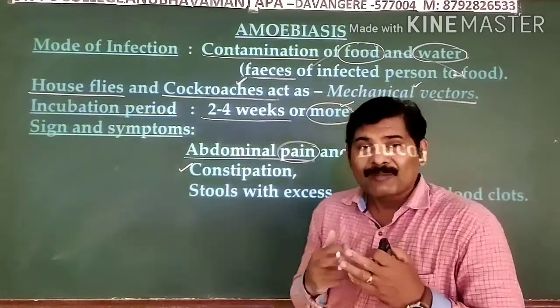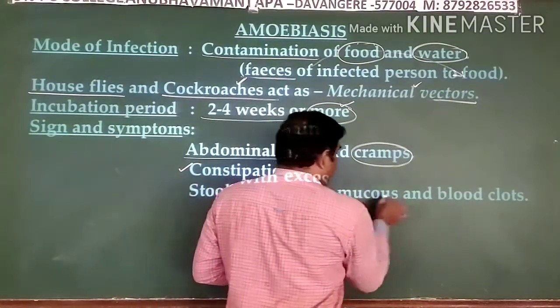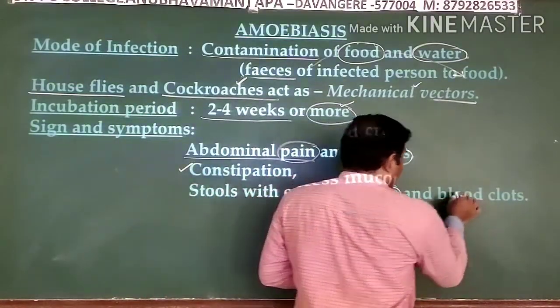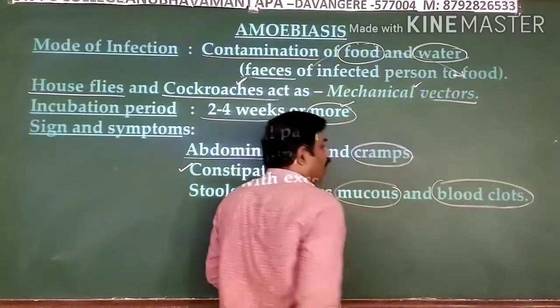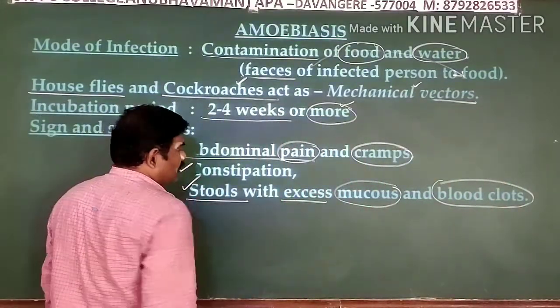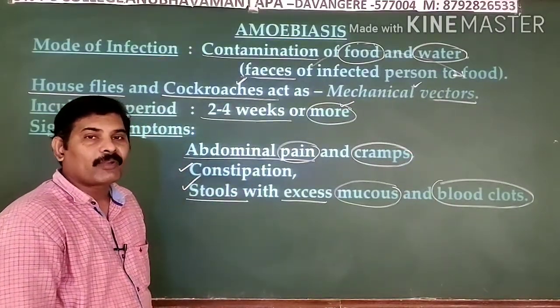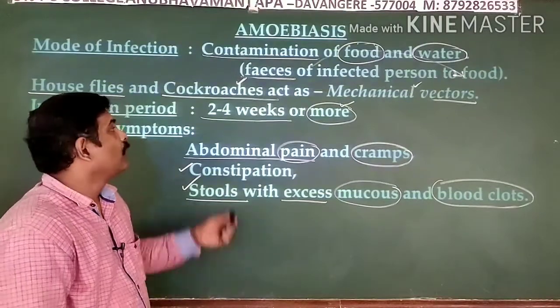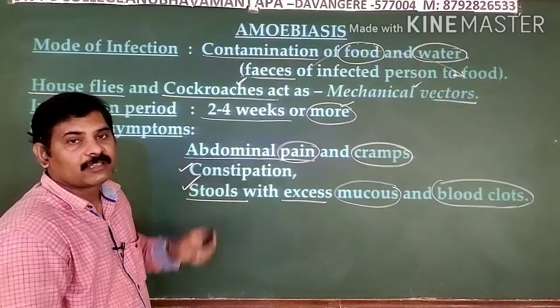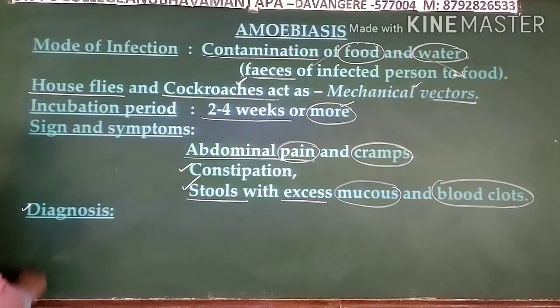This is one more important characteristic feature. See, this excess amount of mucus as well as blood clots come out along with the fecal matter when you go for defecation in the stool. So these three are the important characteristic features of amoebiasis. Clear?